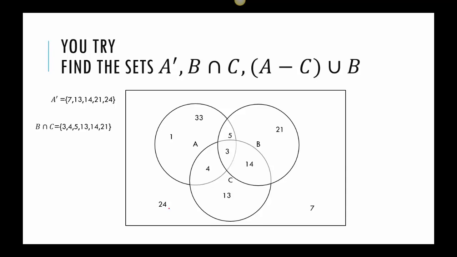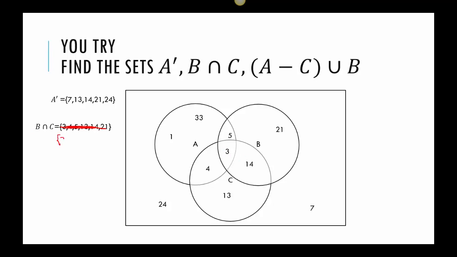B intersect C. I think I must have done B union C there, so let's say that's wrong altogether. Let's cross that out. I bet I copy-pasted and then didn't fix it. So if I'm looking at B intersect C, I ask, what do B and C have in common? The only things B and C have in common are the numbers 3 and 14.